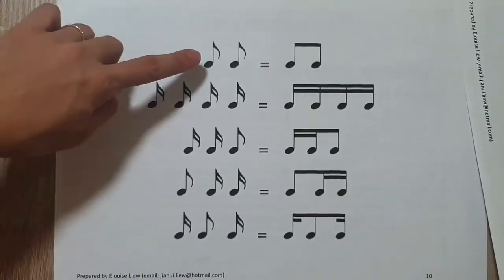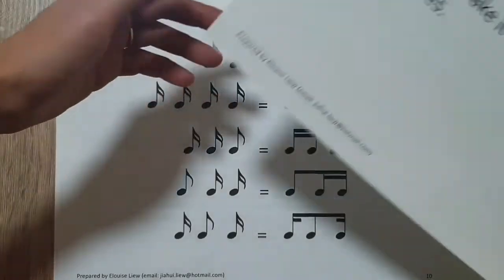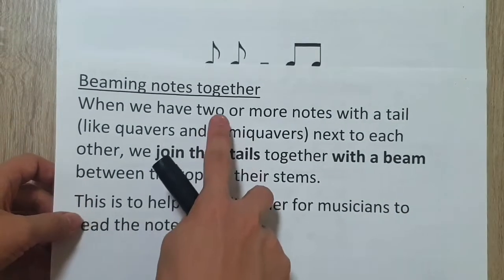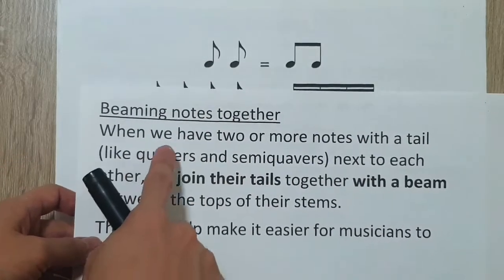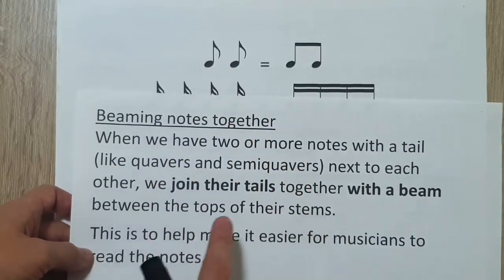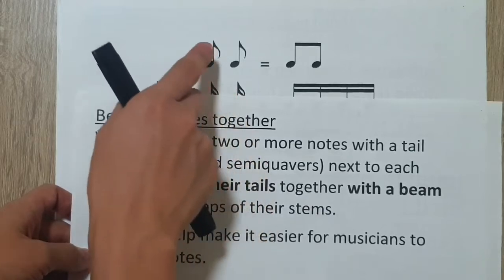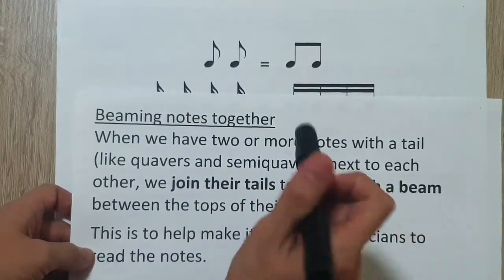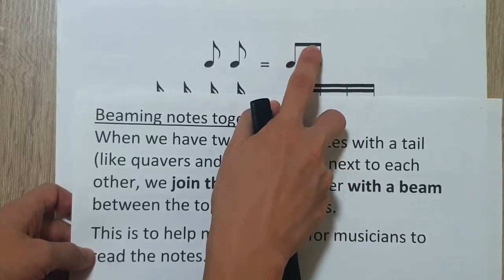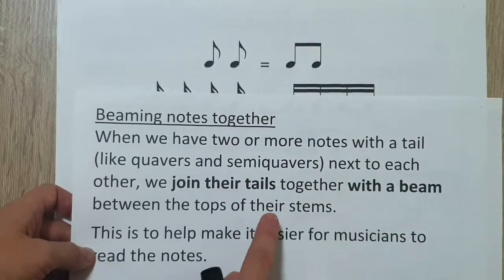For example, here we have two quavers. So what did the rule say? When we have two or more notes with tails, like quavers, sitting next to each other, we join their tails. That means this tail and this tail will be joined together with a beam. A beam represents this line that is on top of their stems.